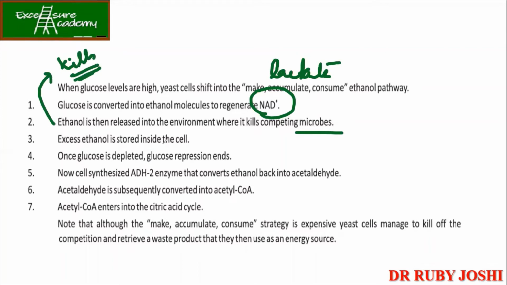Excess ethanol is stored inside the cell. Once glucose is depleted, glucose repression ends. Now the cell synthesizes the ADH2 enzyme, which converts ethanol back into acetaldehyde.